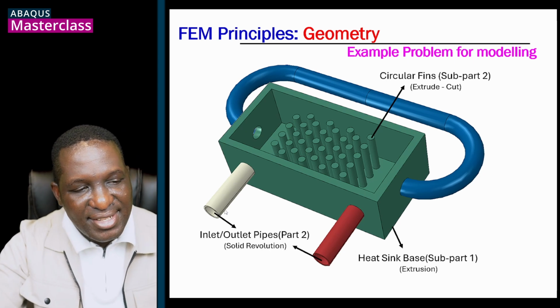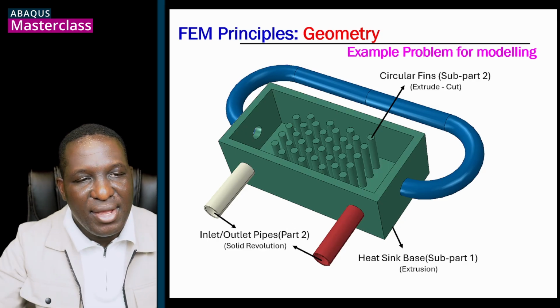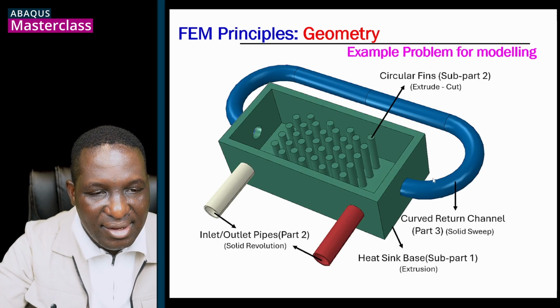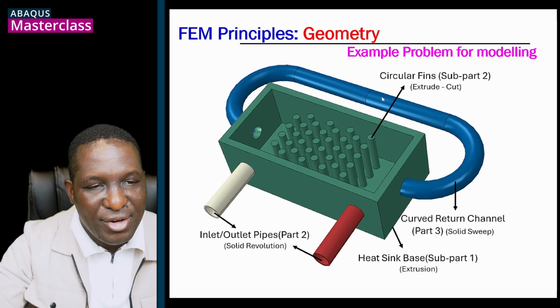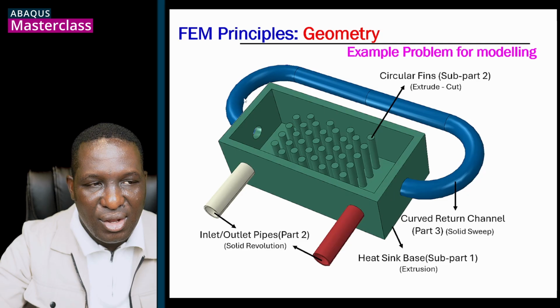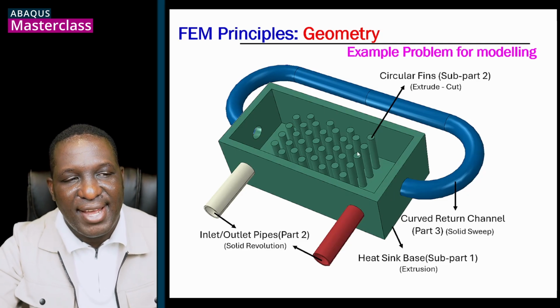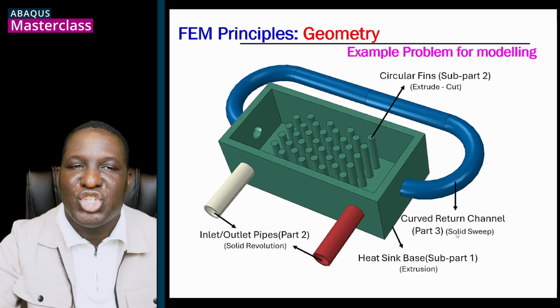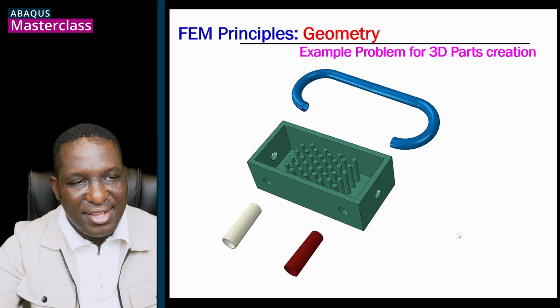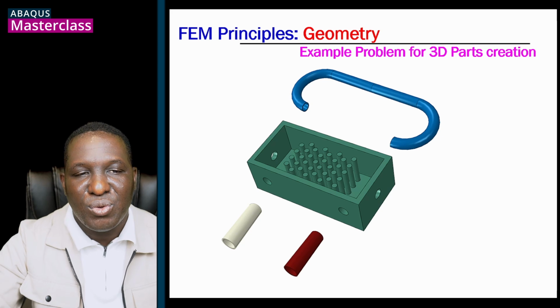The third thing is the inlet and outlet pipes, and I want to use a solid revolution approach to create them. And then the final one is this really interesting coolant chamber for recirculating the fluid. Again, it's a quite curved part, a very interesting part, and I'm going to create that using the third method, which is the solid sweeping approach. So these are the components that we have, and we're now going to get into ABAQUS so that I can illustrate how you do all of that.